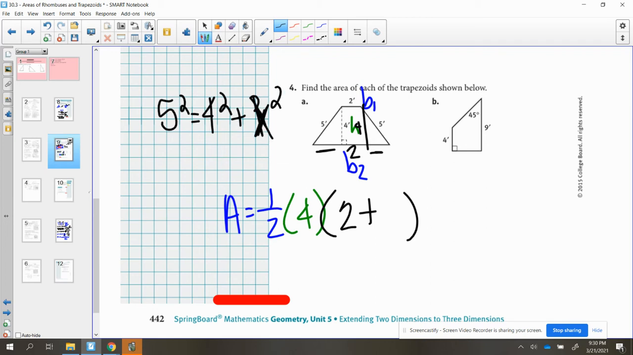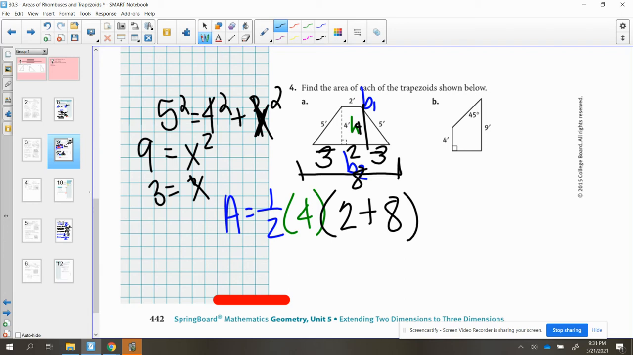X squared. So 25 minus 16 is 9. So this piece here is going to be 3 when we square root. So this is 3 and this is 3. So together, 3 plus 2 plus 3 is a total of 8. So half of 4 is 2, and then 2 plus 8 is 10, for a total of 20 square feet.